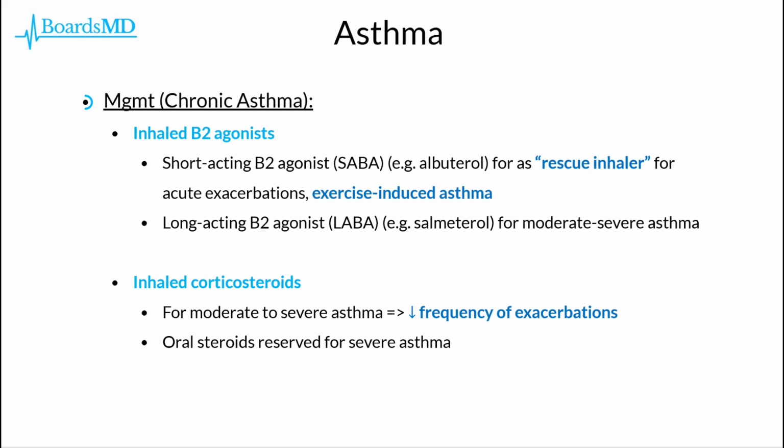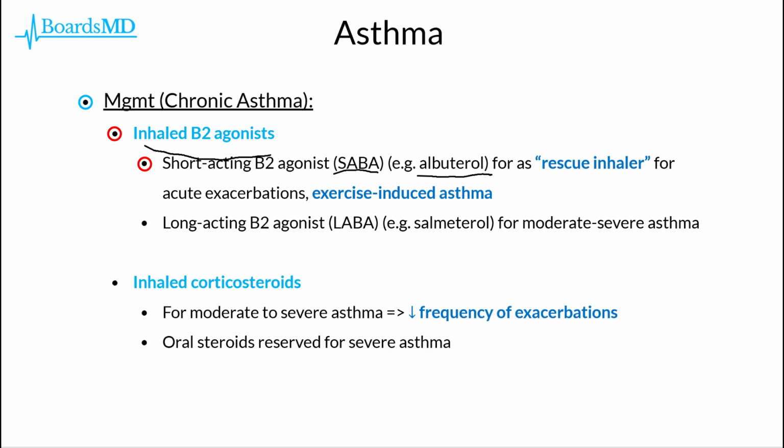When it comes to the management of chronic asthma, there are several key agents that we will need to be aware of. First off, we have our inhaled beta-2 agonists. These can be divided into our short-acting and long-acting beta agonists. Our short-acting beta-2 agonists, abbreviated as SABA, include agents such as albuterol.